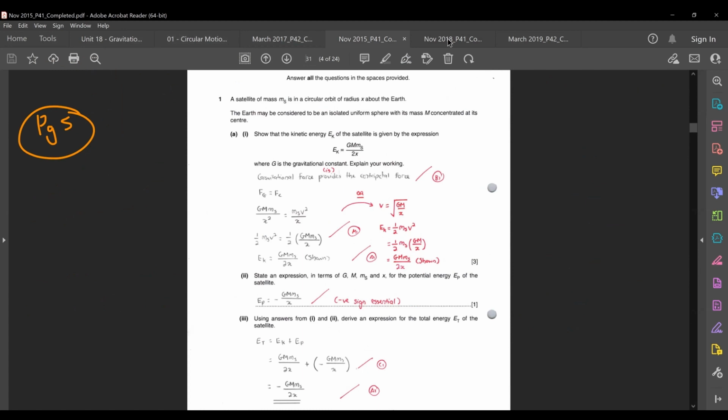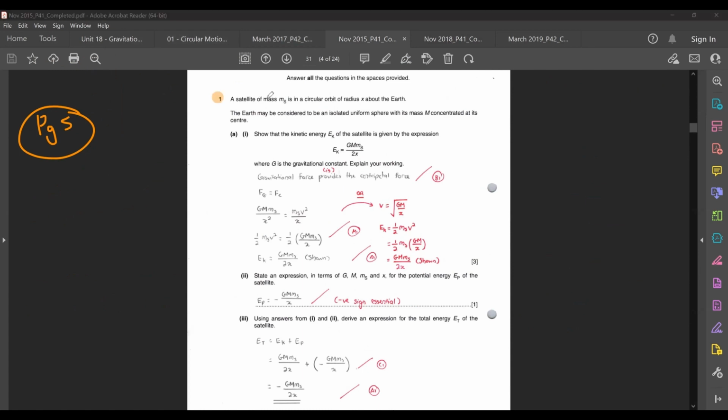So in page 5 now, what is mentioned is that you have a satellite of mass ms in circular orbit of radius x about the Earth. The Earth may be considered to be an isolated uniform sphere with its mass M concentrated at its center. For the first part of your question, A1, show that the kinetic energy EK of the satellite is given by this expression, where EK equals GMms over 2x, where G is your gravitational constant, and explain your working.